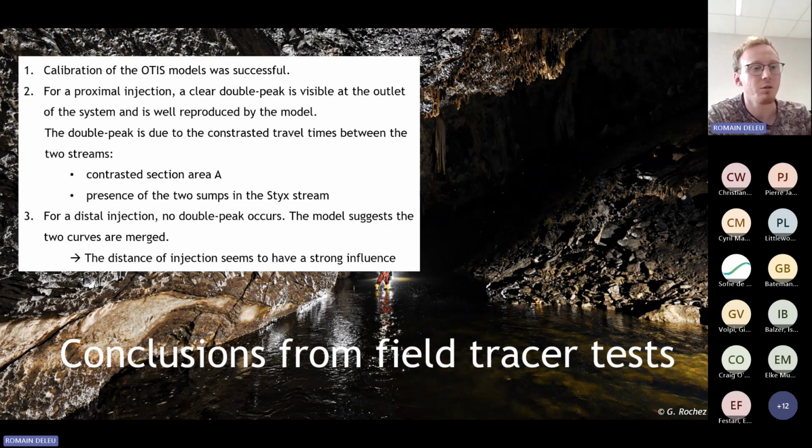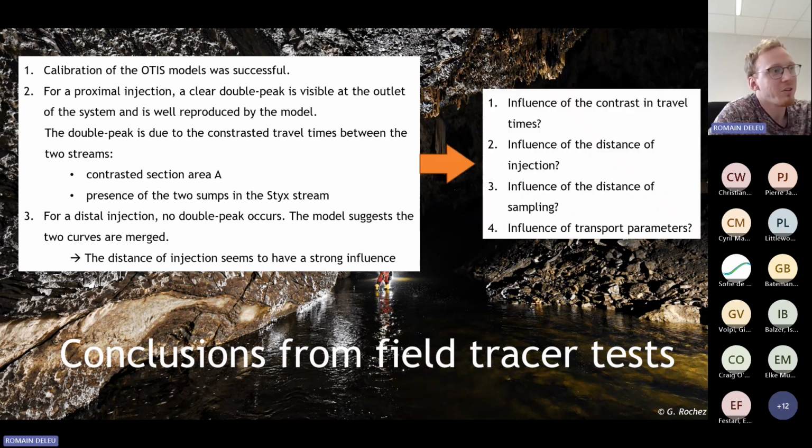As you saw, the derivation stream has a much faster flow because of the smaller cross-section area. And we also have the presence of the two sumps in the stick stream. I didn't tell you, but on the figure earlier, there were two sumps shown on this stream, which can induce slower flow. And for the distal injection, no double peak occurs. The model suggests the two curves are merged into one single peaked breakthrough curve. So the distance of injection seems to have a strong influence here.